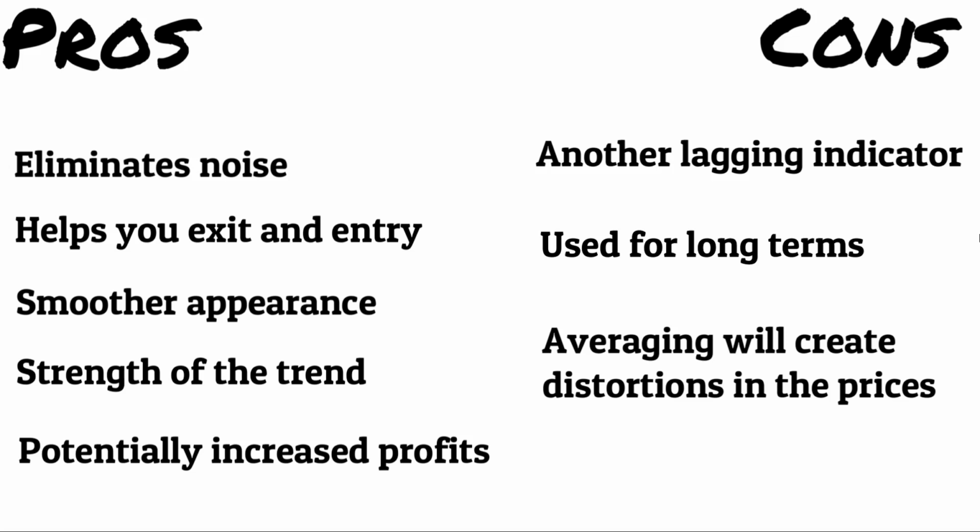Heikin Ashi also has some disadvantages. Delays. The Heikin Ashi indicator provides a delayed signal. This delay is not always bad, as it filters most of the noise in the market. Remember the moving average that we analyzed in the previous episode. The Heikin Ashi follows the same principles. It's a lagging indicator that follows the price. The same limitation applies as with the moving average.